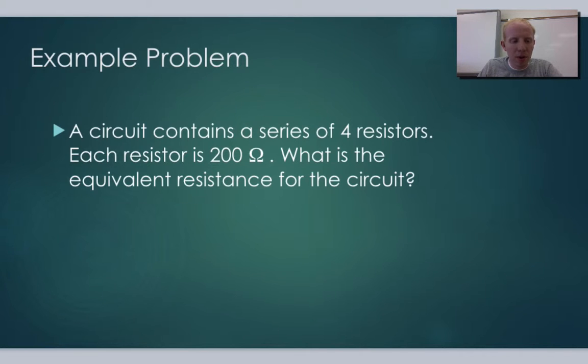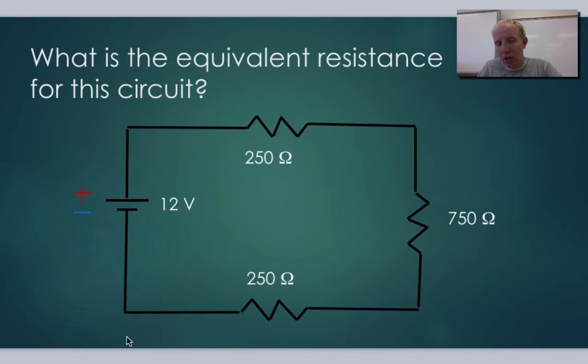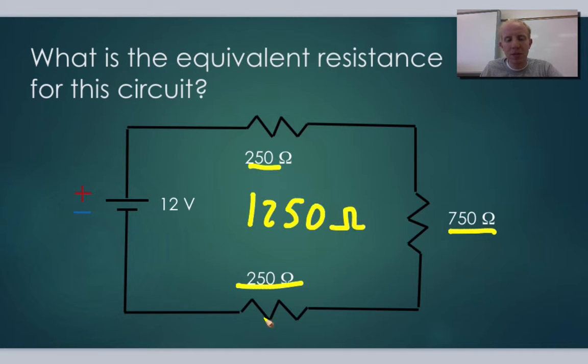All right, let's do one more. Again, this is really easy. Go ahead and try this on your own really quick. You might be able to do it in your head by the time I finish reading this. What is the equivalent resistance for this circuit? We have 250 ohms for resistor 1, 750 ohms for resistor 2, and 250 ohms for resistor 3. So 250 plus 750 plus 250 gives you 1250 ohms of resistance. Really easy to calculate. Now we can treat that circuit as if it's one resistor with 1250 ohms of resistance.